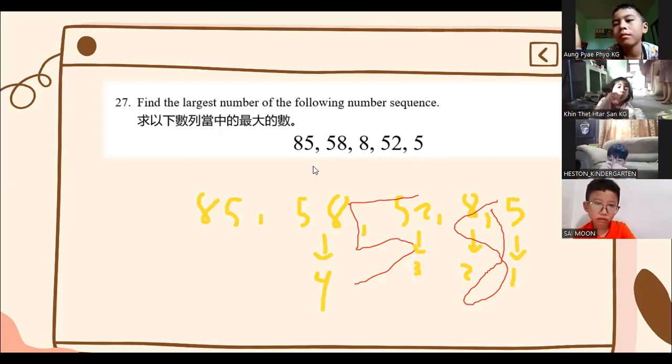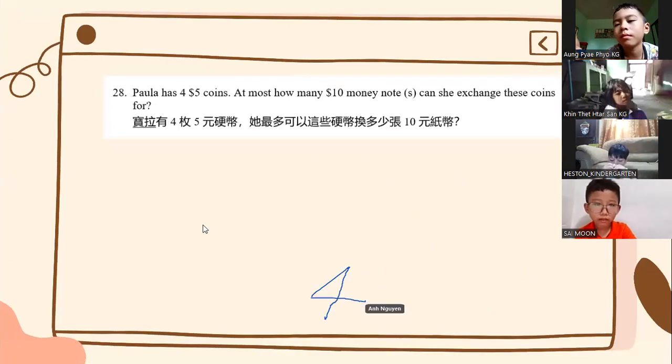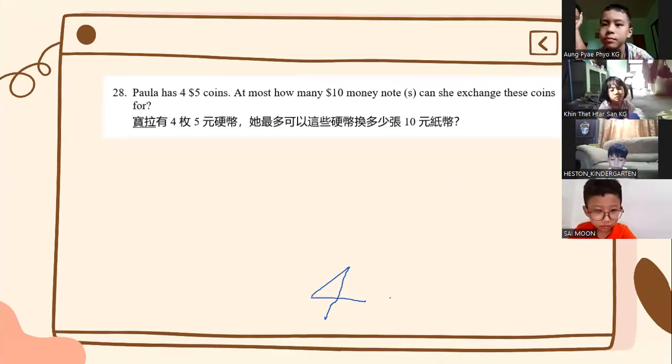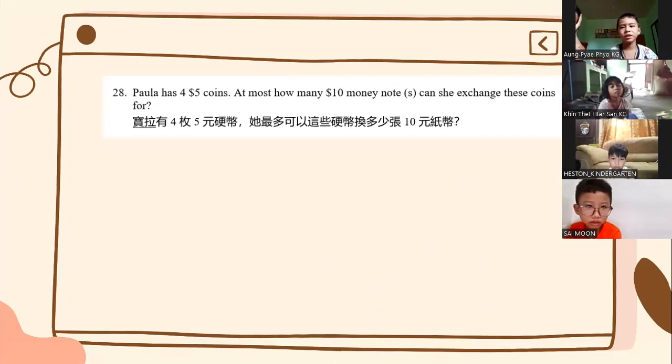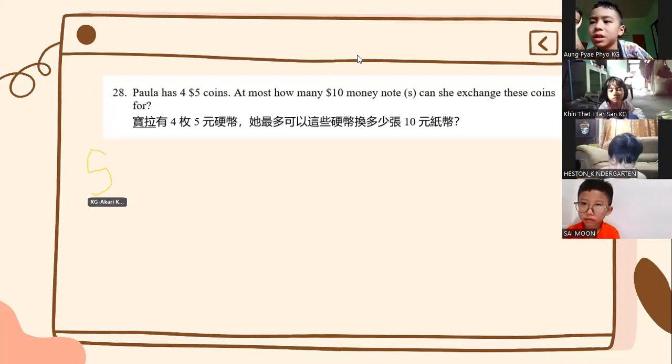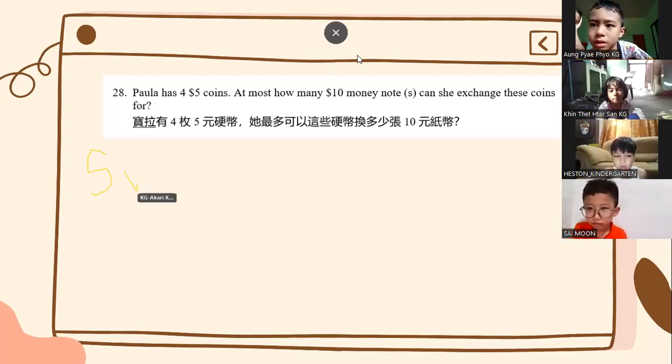Correct. Very well, everyone. How about question number 28? Paula has four $5 coins. At most, how many $10 money notes can she exchange these coins for? Two. How are we going to solve this one?